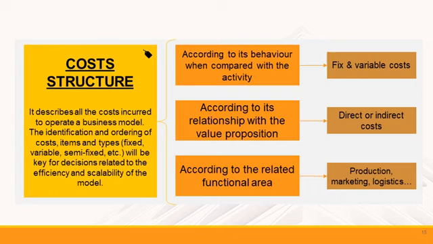Okay, so we have costs that are directly related, and others that come from the activity that I perform in order to reach the value proposition, and that are not directly related to the value proposition. And finally, we can also divide the costs according to the related functional area. Maybe this is the easiest way of dividing costs. For example, I can assign costs to the production activity, or to marketing, or to logistics.